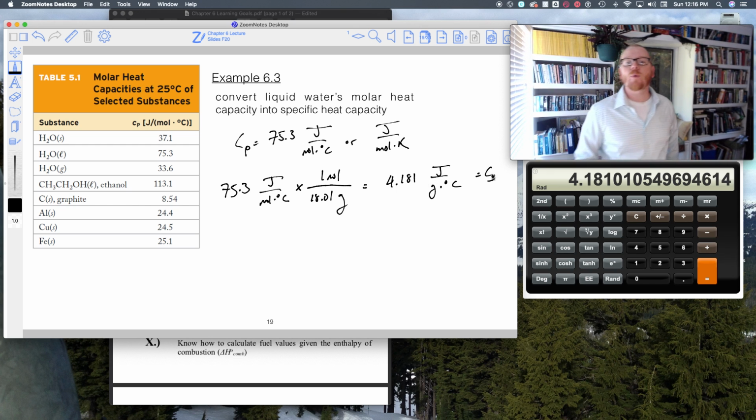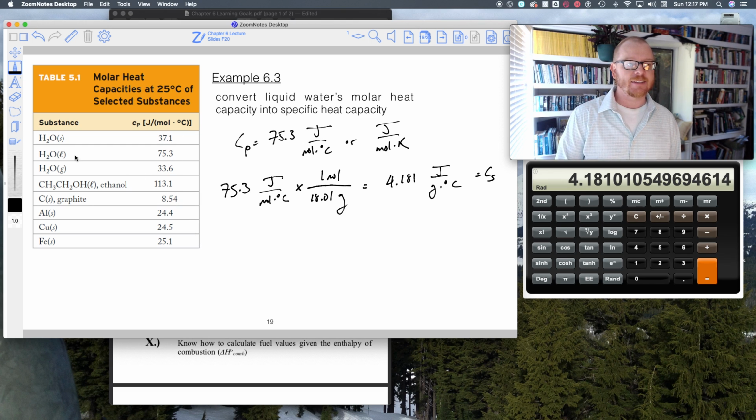Okay? But what I want to point out now, if we want to compare heat capacities from one substance to another, we don't want to compare CS, we want to compare CP, right? Because quantities have very different masses, okay? So when we want to compare substance to substance, it really makes sense to compare the CP, okay?